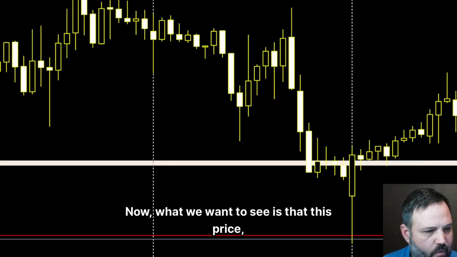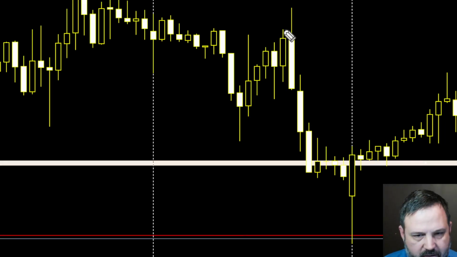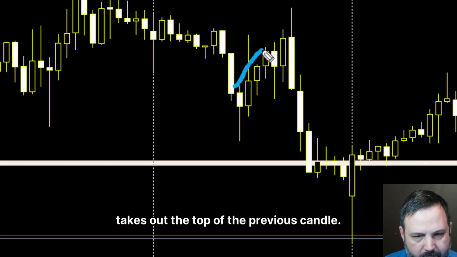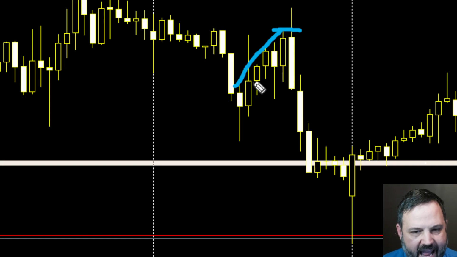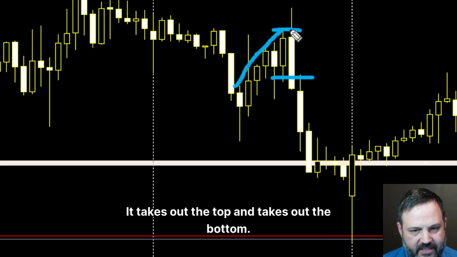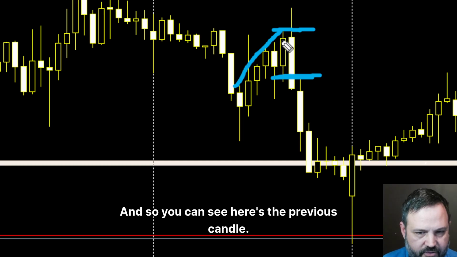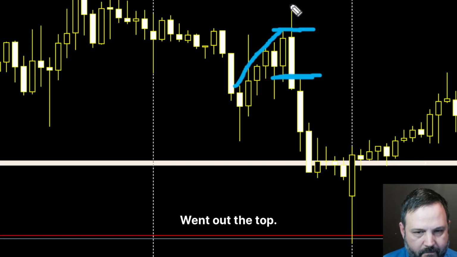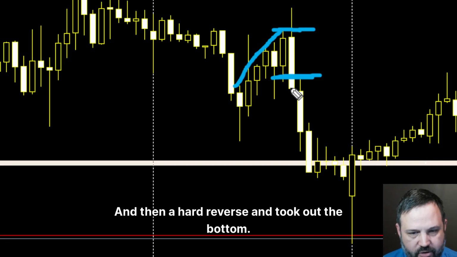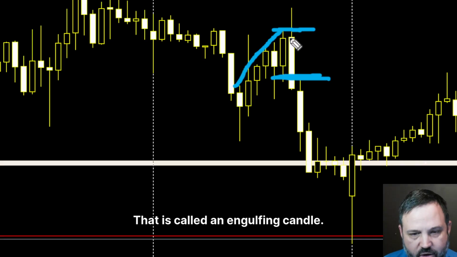Now, what we want to see is that this price takes out the top of the previous candle. You see there's the top, and it also takes out the bottom in the same candle. It takes out the top and takes out the bottom, right? And so you can see here's the previous candle. There it went out the top, and then a hard reverse and took out the bottom. That is called an engulfing candle.